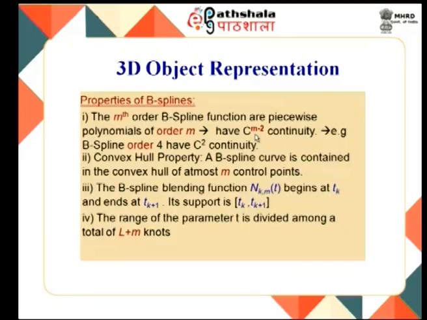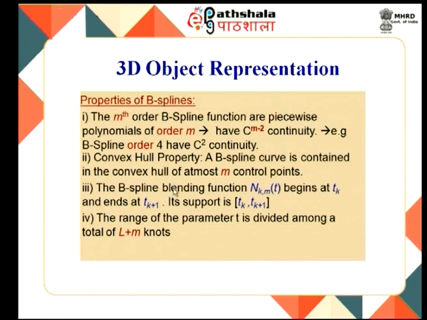The first property says that the mth order B-spline blending function is a piecewise polynomial function of order m and is smooth enough. So, the continuity level that it shows is C^(m-2). If m is 4, it will show second order continuity, m is 5, it will show third order continuity, and so on. The convex hull property is another important property, similar to Bezier curves, and the B-spline curves also satisfy the same property.